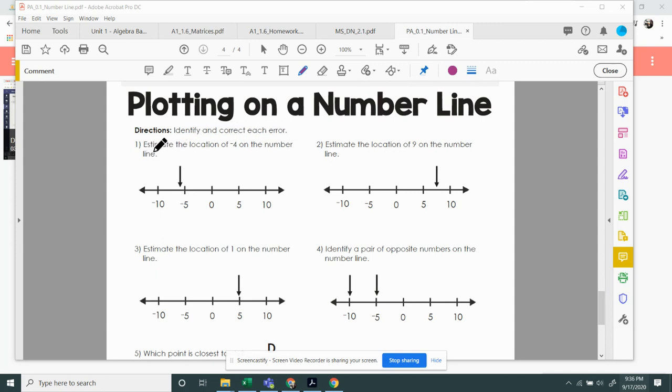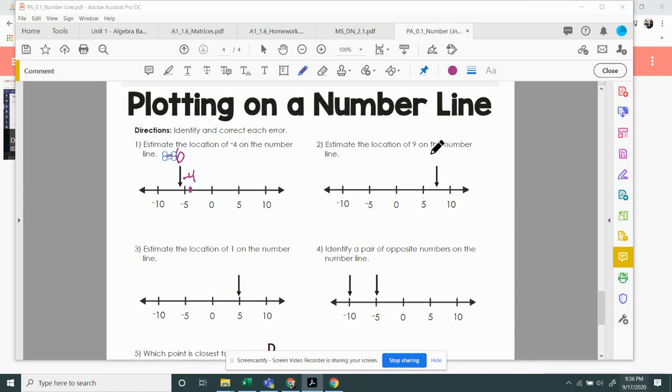We're asked, number 1, to estimate the location of -4 on the number line. Well, here's my 0. Here's my -5. Where should -4 be? And what is this? This is approximately -6. So we want -4. That would be before -5, and that would be about there. That would be our -4.